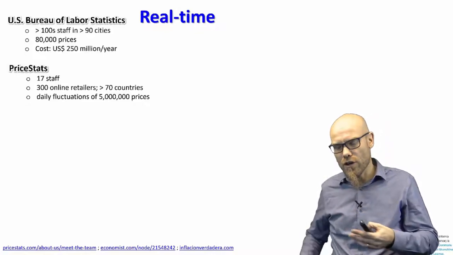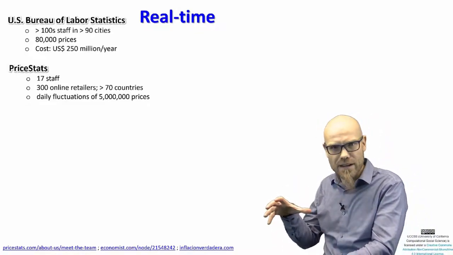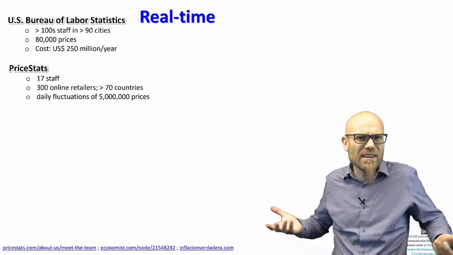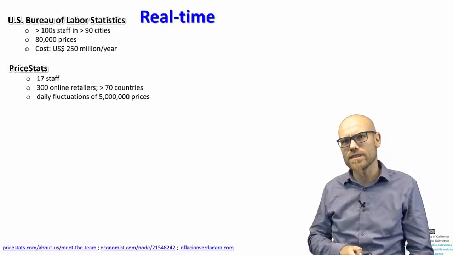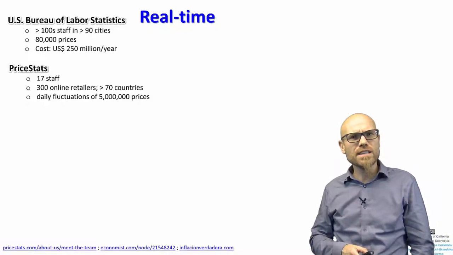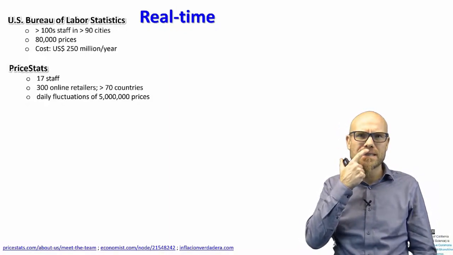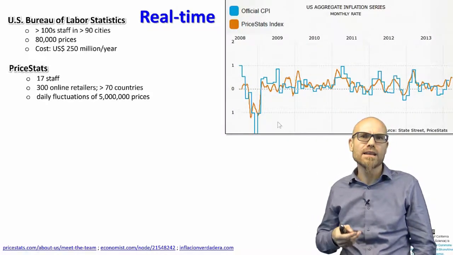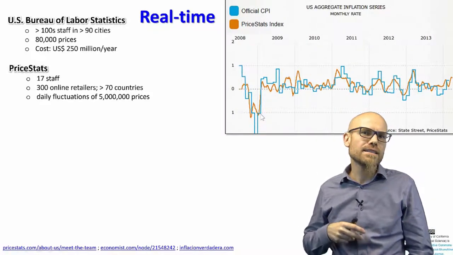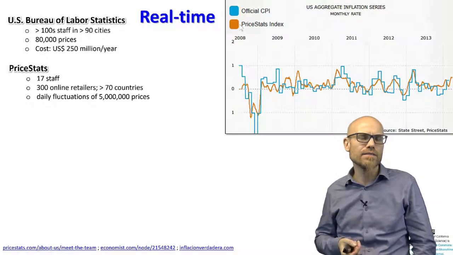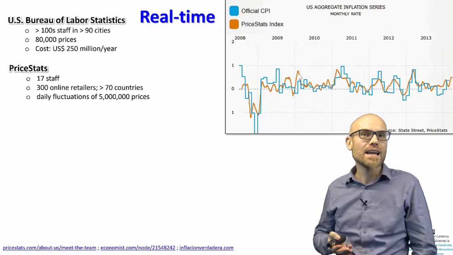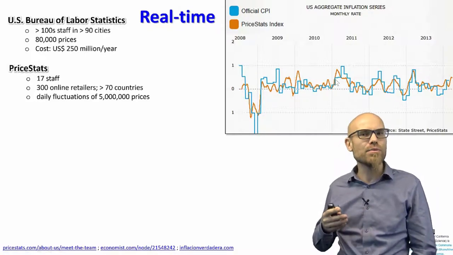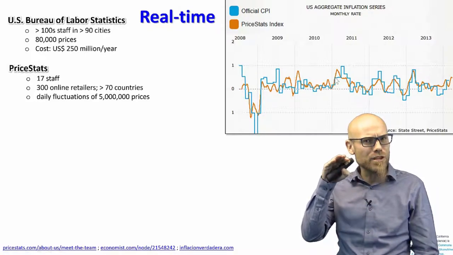So instead of going to a store and seeing how much a gallon of milk costs, you might as well just look it up online. How much does a gallon of milk cost at the supermarkets? So that's what they actually did. And if you see the official statistics, the blue line that's from the government, and the statistics from this company, which is the orange line, you can see that they match up very nicely. Actually, at many points, the orange line is much more fine-grained.